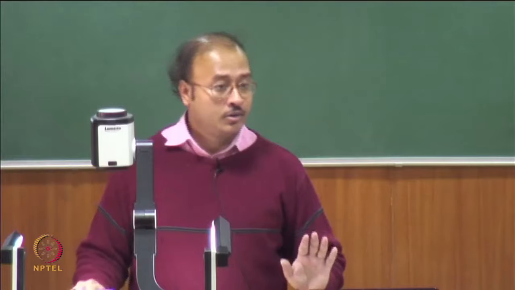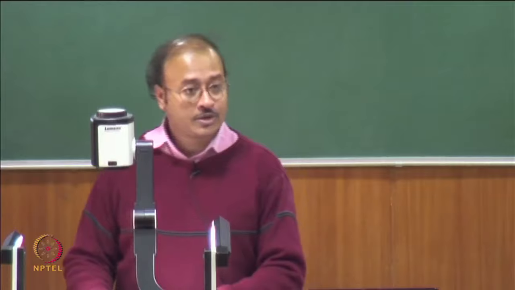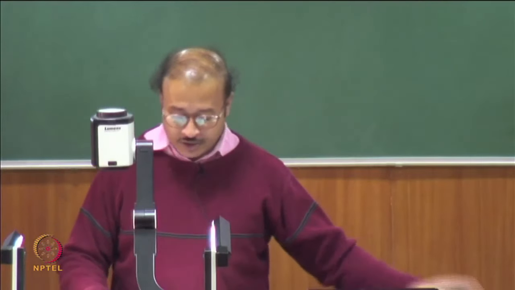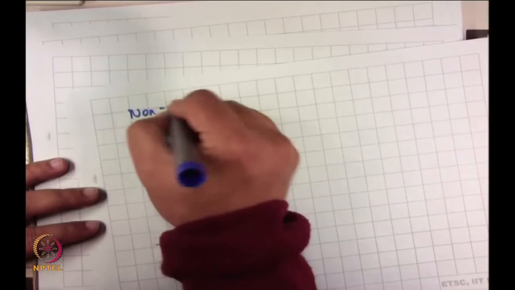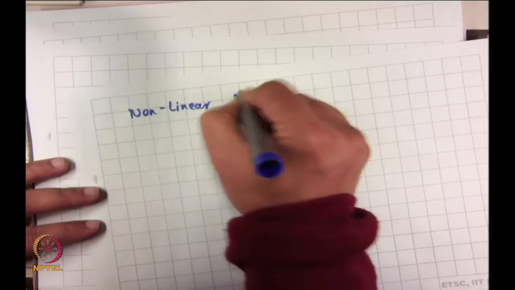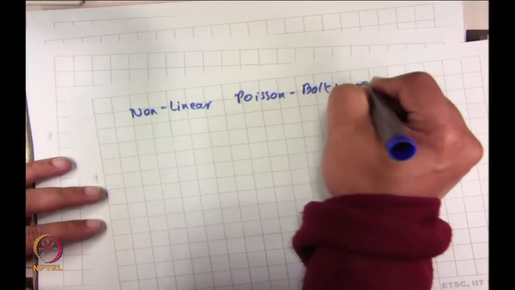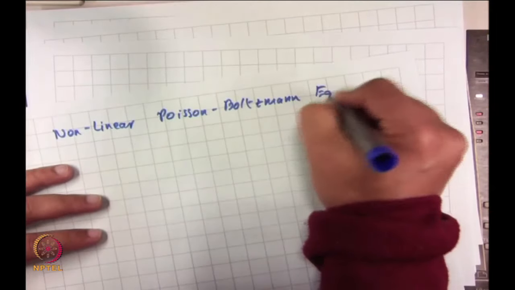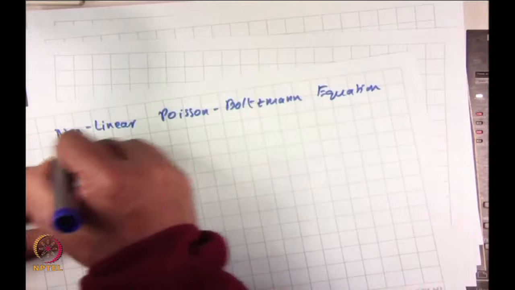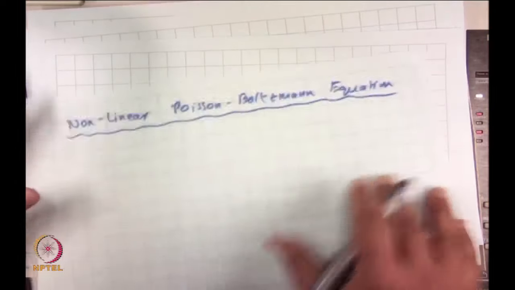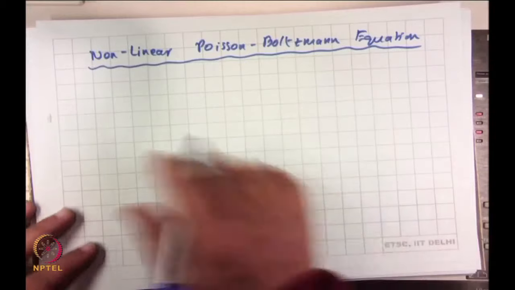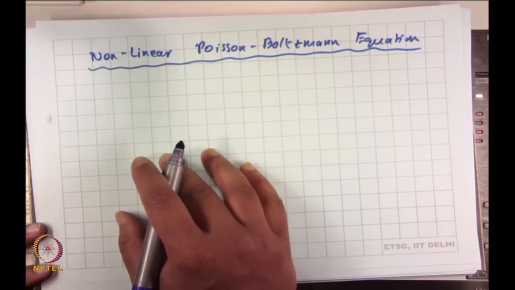So, this equation, guys, you are okay with the derivation up till this far, right? You have followed the steps. Now, this equation, this derivation you have to remember. This equation is known as the non-linear Poisson-Boltzmann equation.